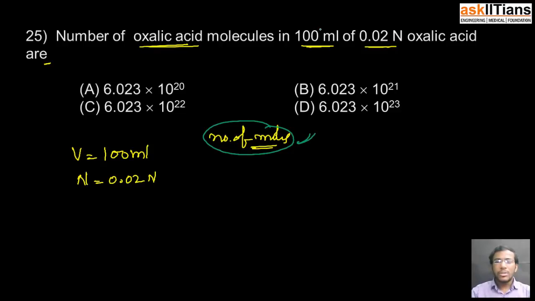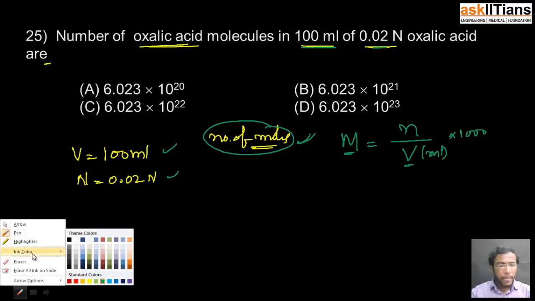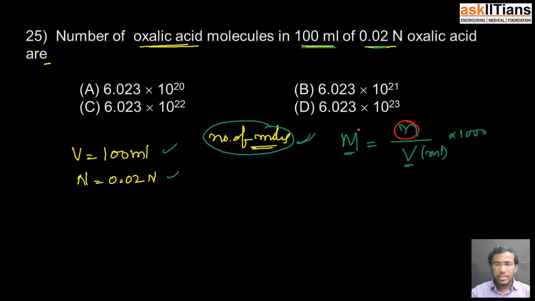Let's make use of these two quantities which are given, volume and normality. Molarity is the number of moles divided by volume of the solution in ml into 1000. If we can calculate molarity, we can calculate the number of moles. But we know normality and want to know molarity. How can you calculate the molarity from normality?